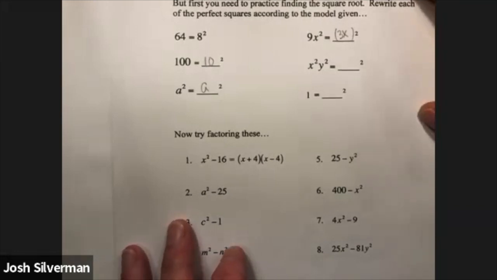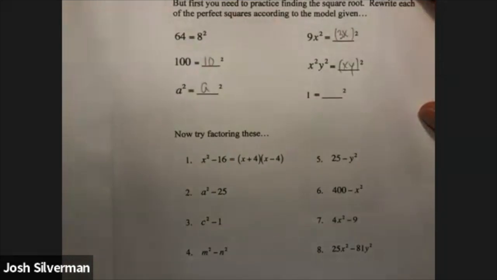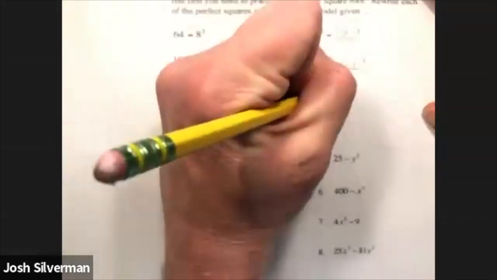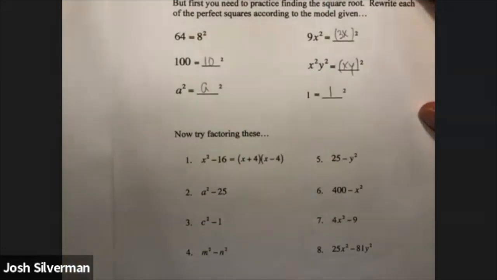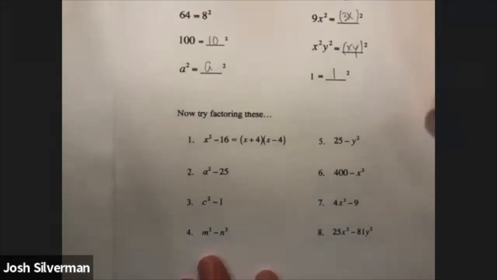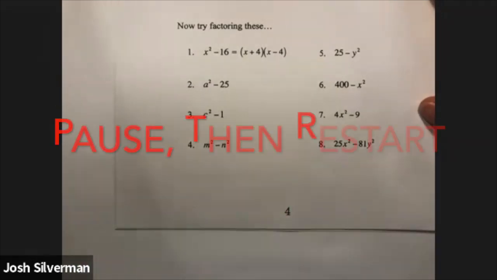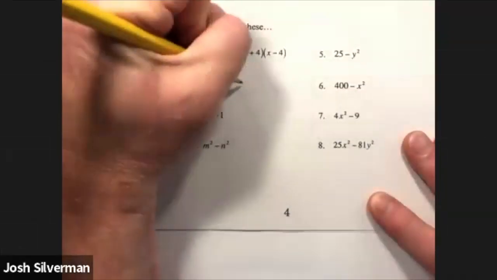What about x squared, y squared? Same deal. We're going to put the two pieces on the inside. We're going to put the parentheses, and the squared goes on the outside. Finally, 1, I don't see 1. I see 1 squared. Try these. Give you a minute. Go for it.